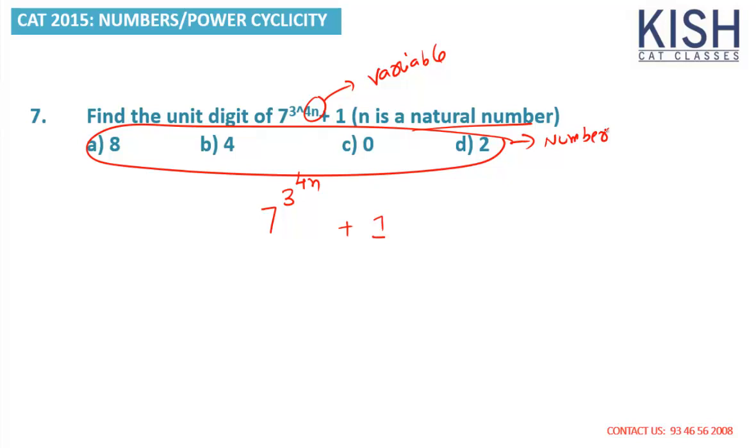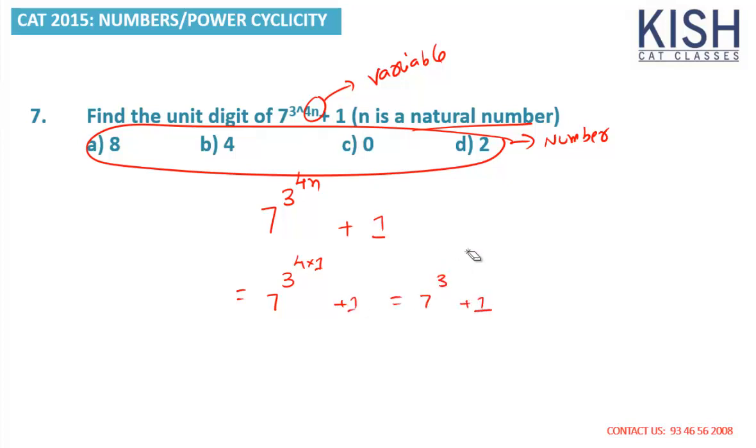it means you have the flexibility of taking any variable in the place of n. For every single variable, you must be able to get the same answer. Now in such a case, since you have the flexibility, it is better if you choose the minimum number. Since n is a natural number, n can take a minimum value 1. So this is down to 7 power 3 power 4 into 1 plus 1, that is nothing but 7 power 3 power 8 plus 1.